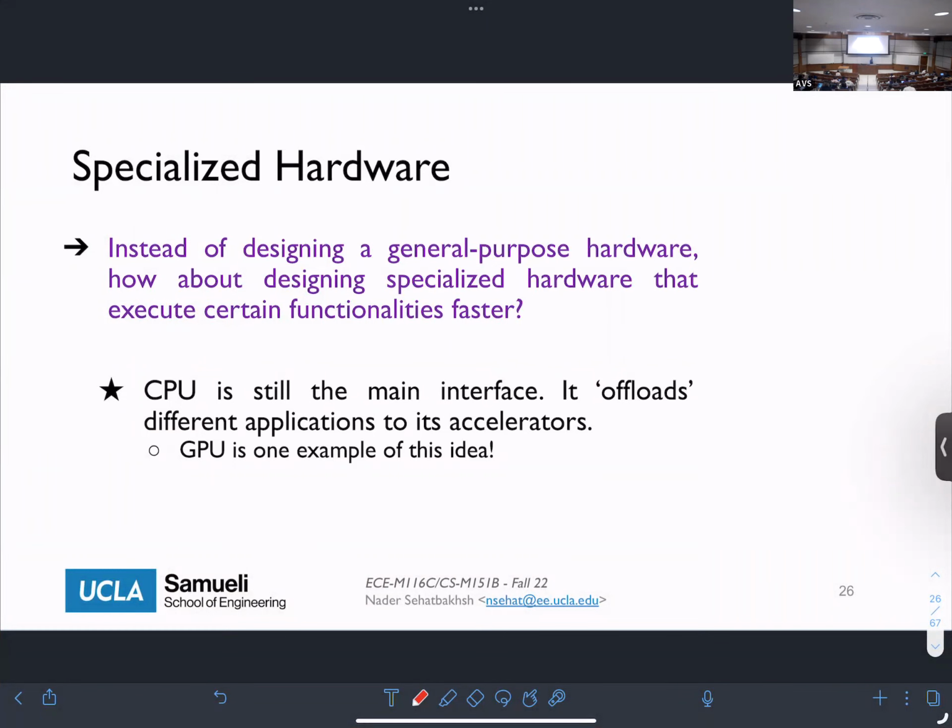So another thing that I want to talk about is specialized hardware. Remember, I told you that at some point we decided that just building a data path and controller that is good for a specific ISA is not enough.